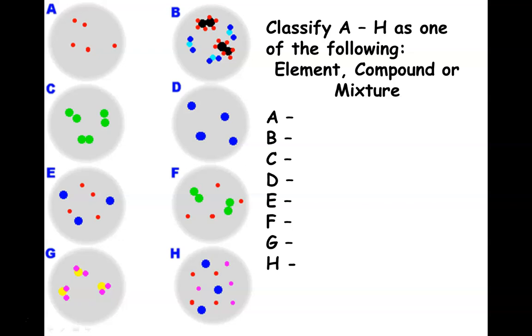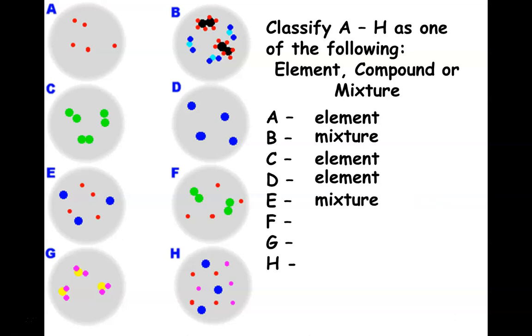Alright, so A is an element. B is a mixture. C is an element. D is also an element. E is a mixture. F is a mixture. G is a compound. And H is a mixture.